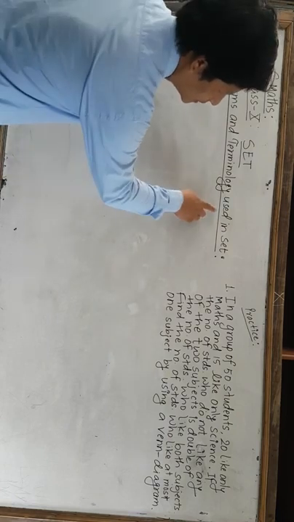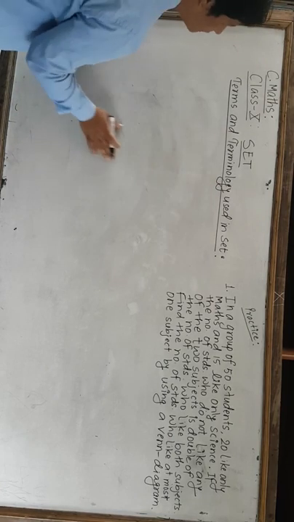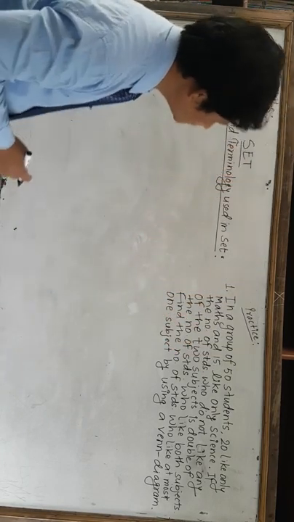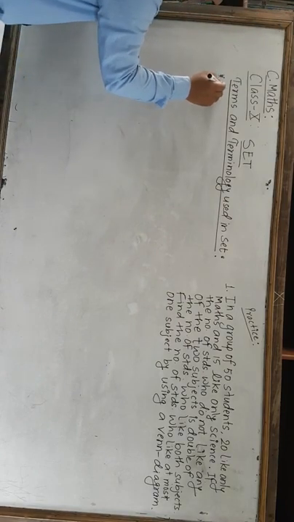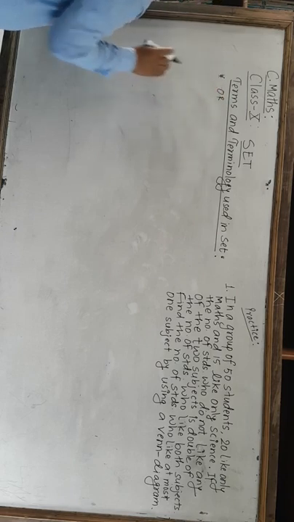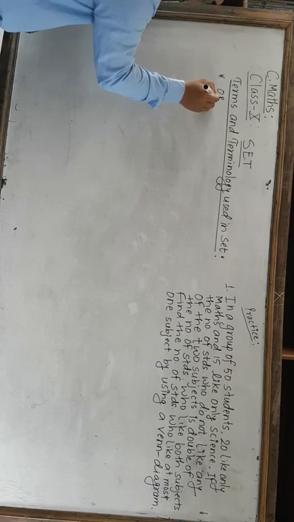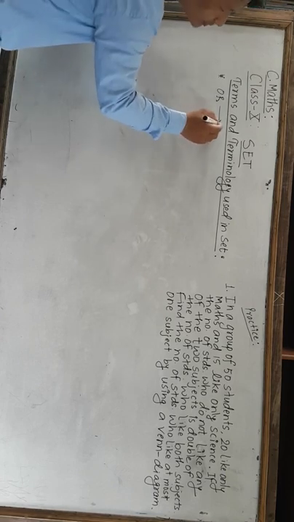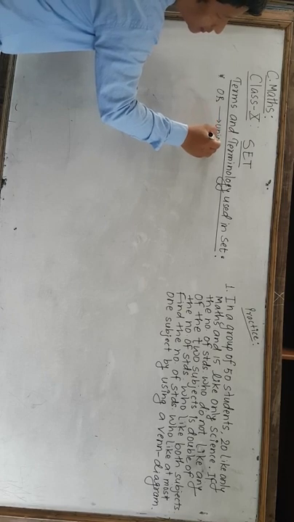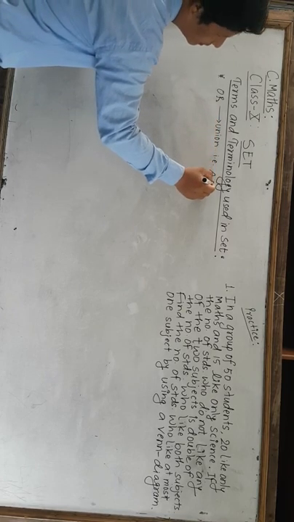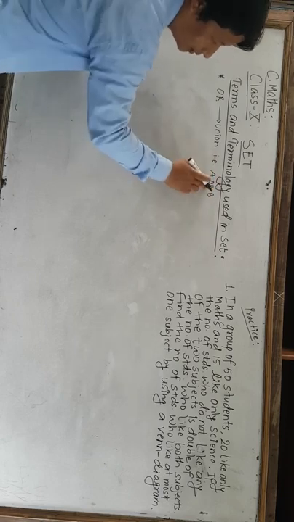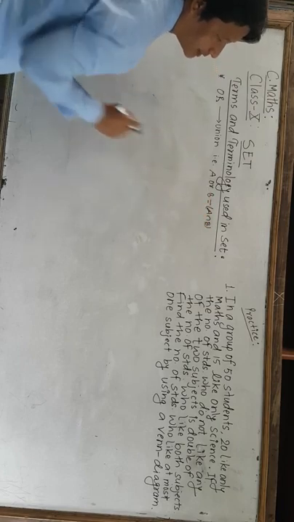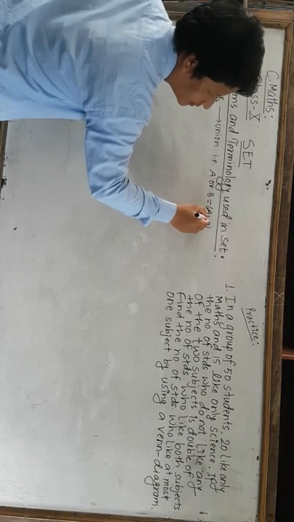Terms and terminologies used in set. Okay, first of all, some few terms or words used in set problems. That is "or". I have written here "or". So "or" represents or indicates union. Okay, union, that is A or B, in this way can be written A union B.